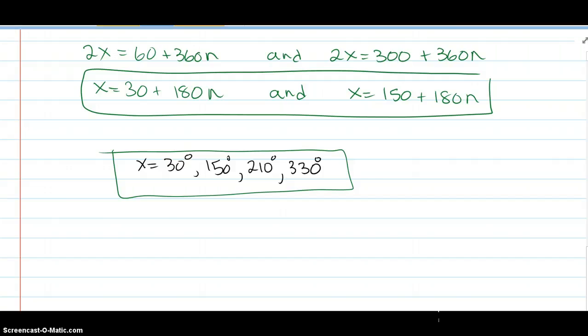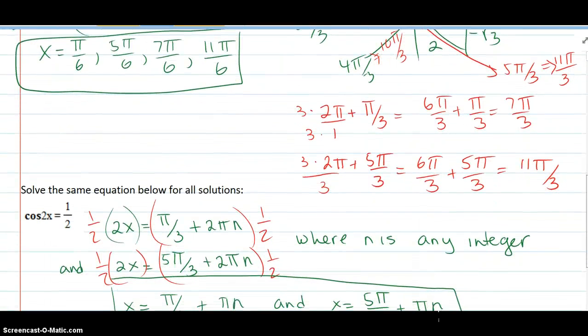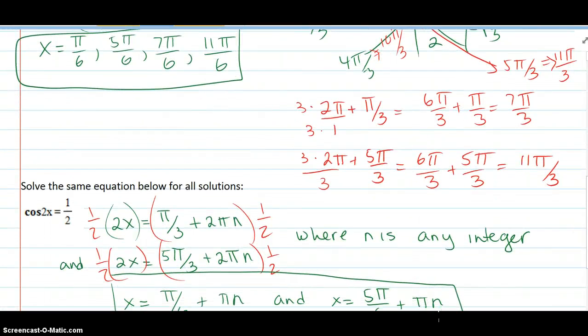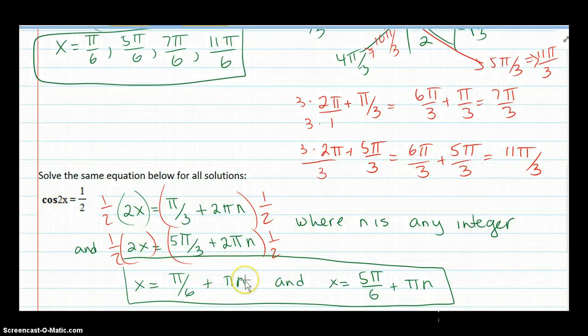In a similar note, you could have done this one, the same idea. If you look at this solution compared to this, when n is 0, you get the pi over 6. When n is 1, what do you get? You get 7 pi over 6. When n is 0, you get the 5 pi over 6. When n is 1, that's where you're going to get the 11 pi over 6. So you could have just found the general solution, and then just started plugging in n is 0, n is 1, and whatnot until you get to your end interval. Hope this helps.